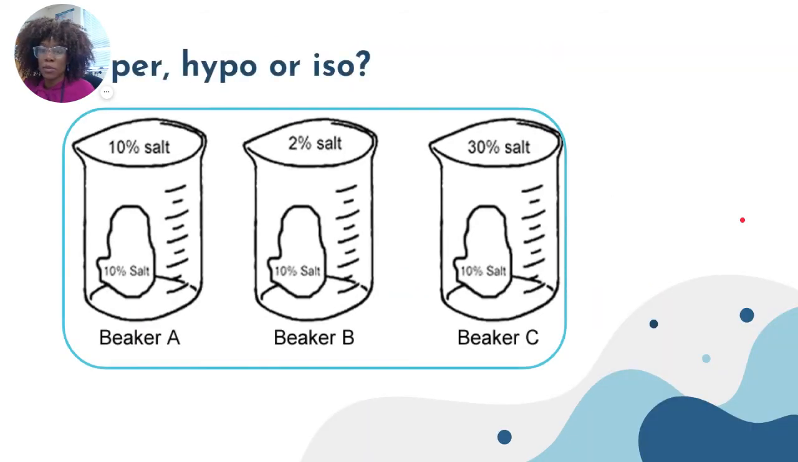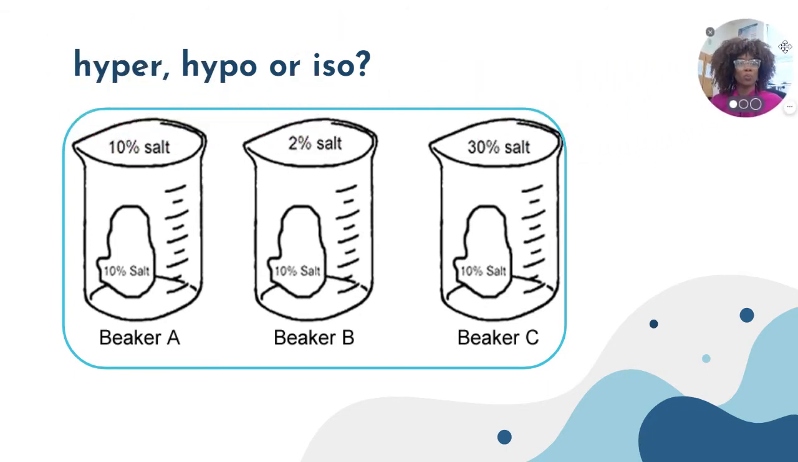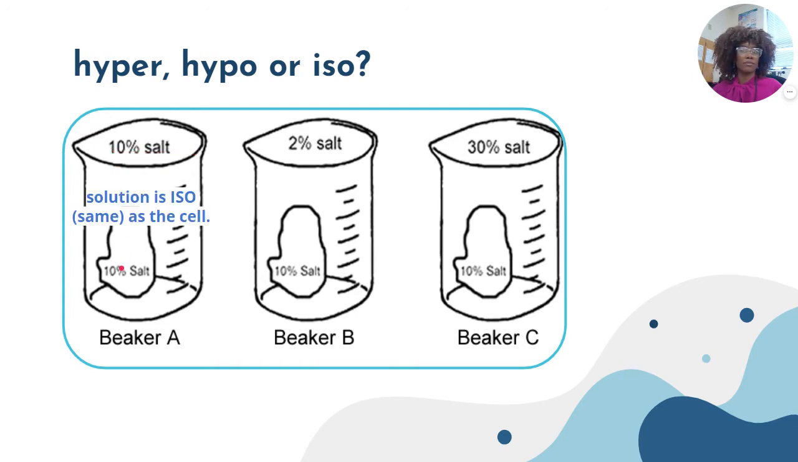So let's look at some examples to try and really clarify this. So hyper, hypo, or iso. We have 3 different beakers here. We're going to go one by one. Let's start with beaker A. Beaker A tells us there's 10% salt in the cell and there's 10% salt surrounding the cell. Would the solution be hypo, hyper or isotonic to the cell? Isotonic. It's the same, 10 and 10. They're the same concentration of salt.